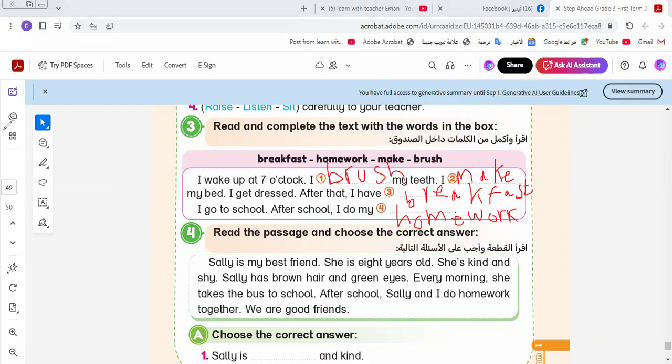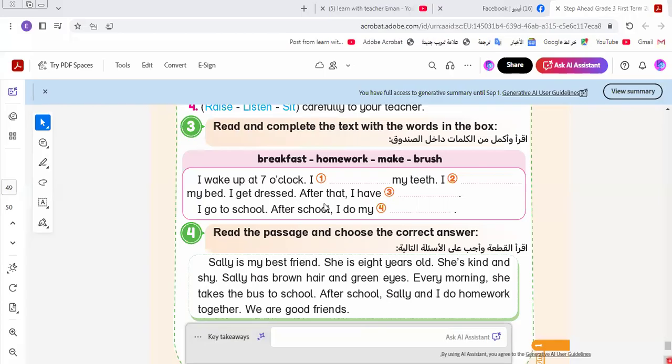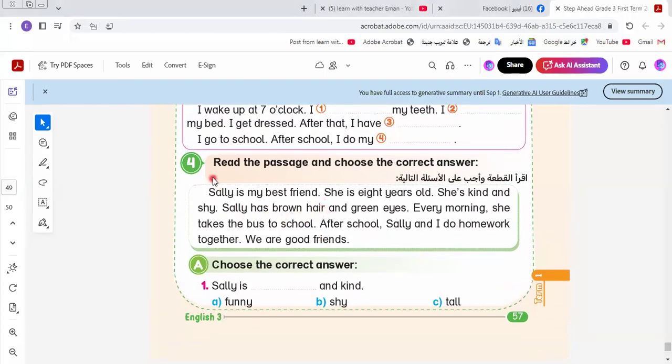Let's go. Let's continue the rest of the exercise. Let's do this text together. Before we answer the question, we must read the text carefully.